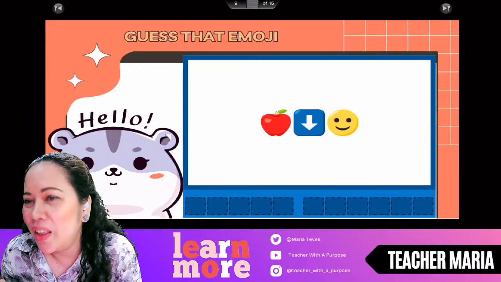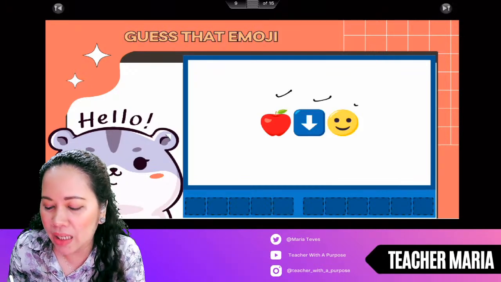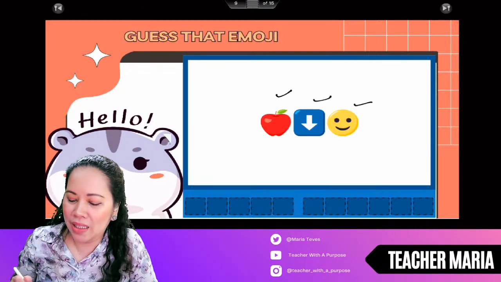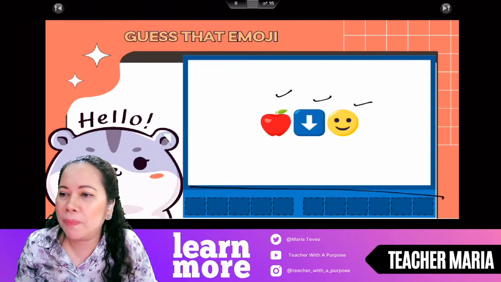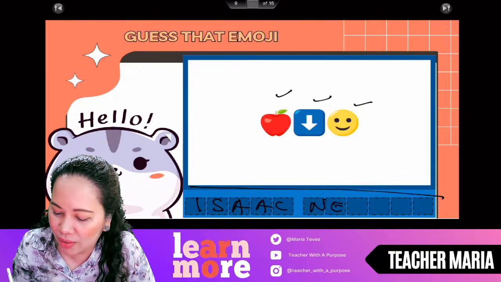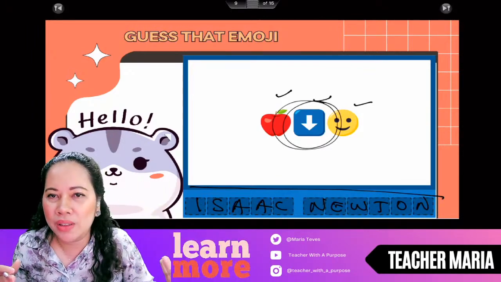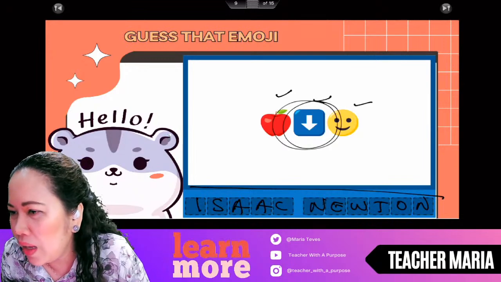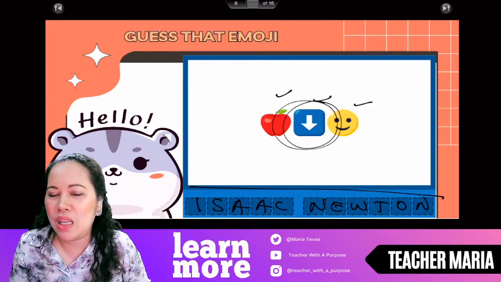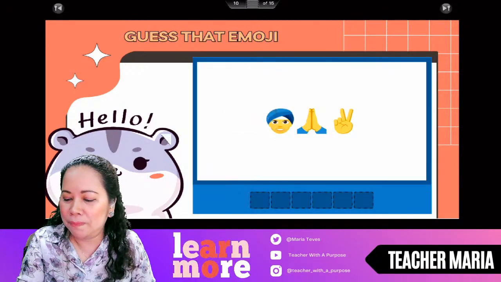Okay, how about this one? This is a famous person as well. An apple, a down, and a smile. Aha! This is the number of letters below here. Isaac, yes, that's right. Isaac Newton. It's the arrow down that would tell you when the apple drops. The apple goes down. It drops. Then you have Newton's law. Okay. This one.